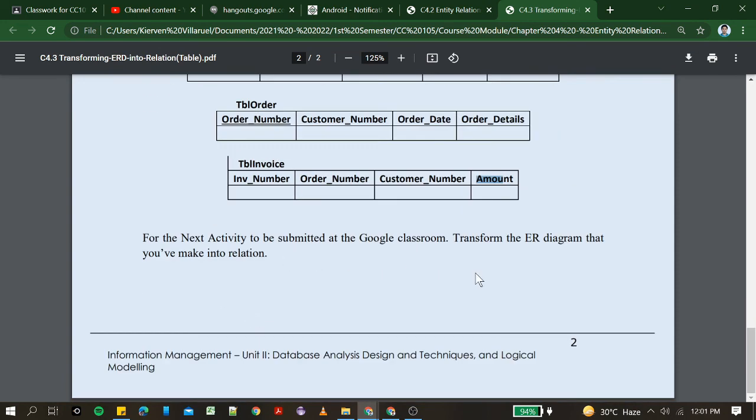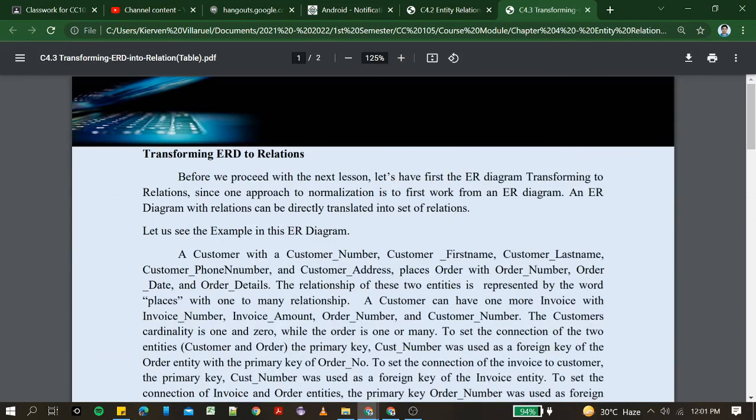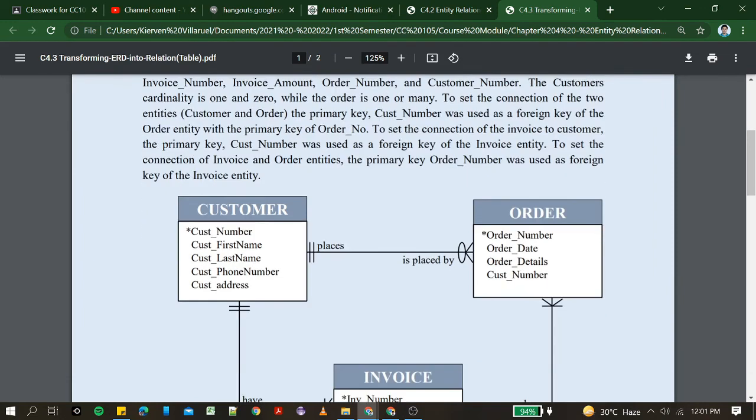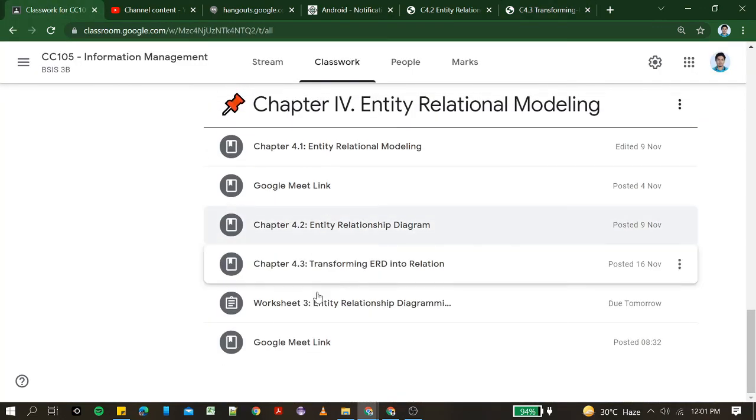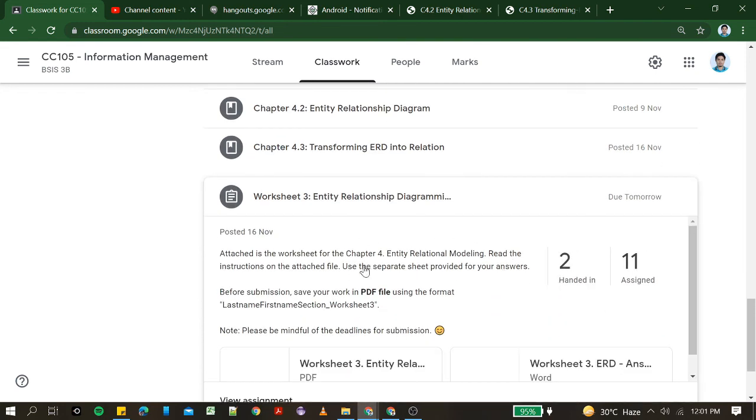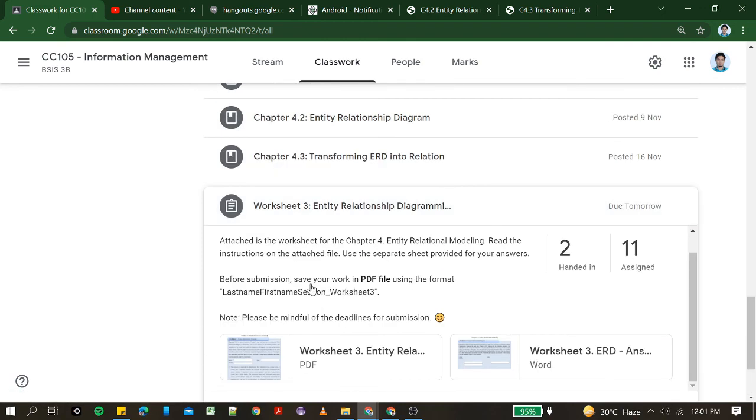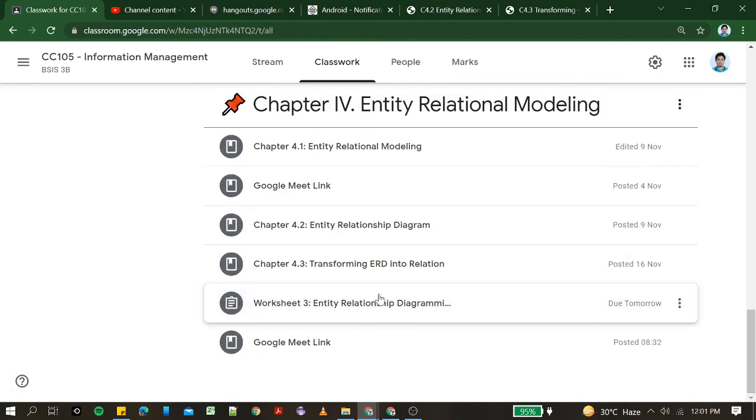For the next activity to be submitted in Google Classroom, transform the ER diagram that you make into a relation. Okay? So, that's it. And after this, you are going to do the classwork worksheet 3, entity relationship diagram. Ito. So, merong mga business rules na nakalagay dyan na itatransform nyo sa isang entity. Okay? Tapos, sa entity relationship diagram lang. Then, after that, sa susunod, yung ERD naman na ginawa, kapag na-check na natin, na-discuss natin yung mga tamang sagot, ilalagay natin siya sa table or relation.